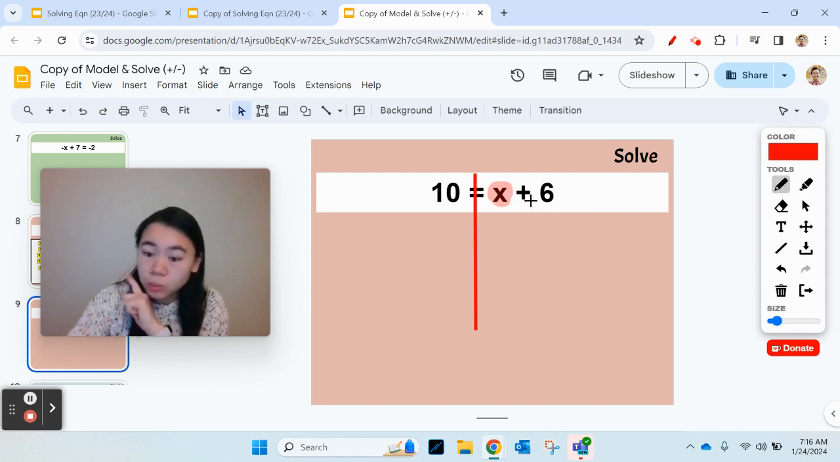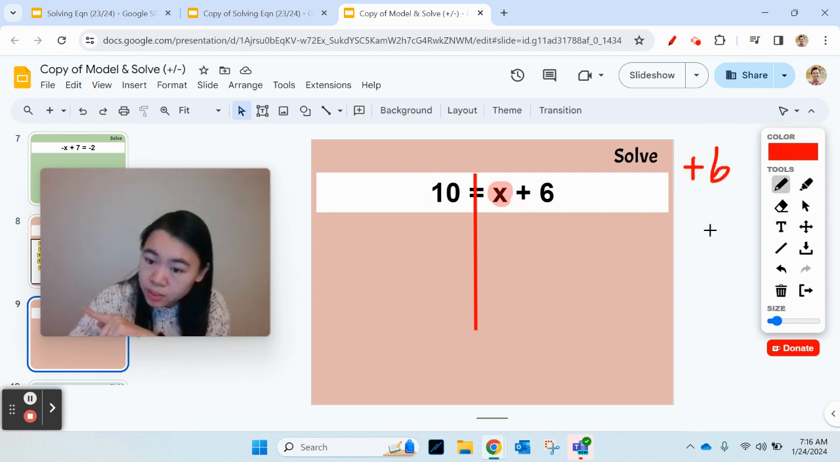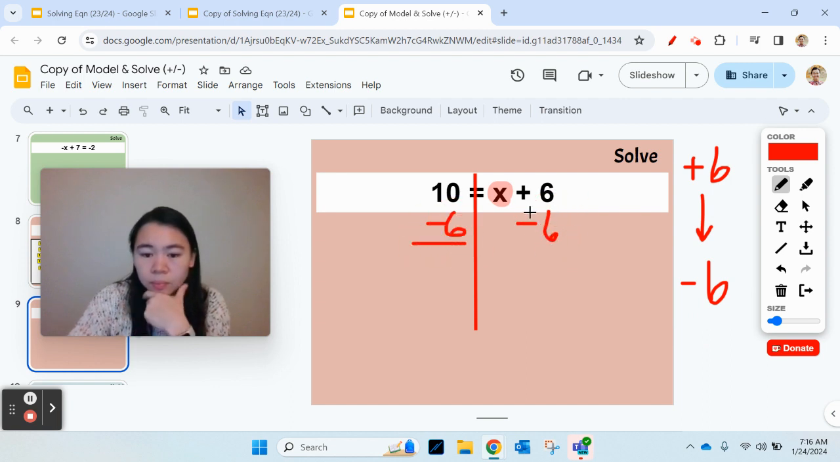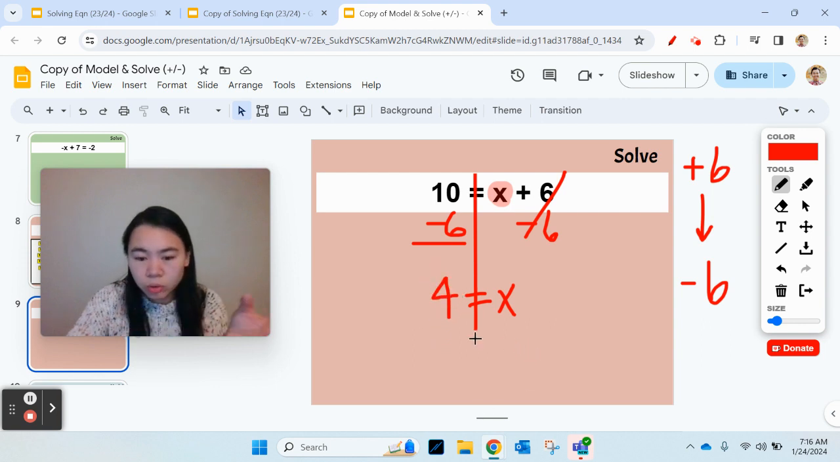Okay, so I see x plus 6. What is the opposite? What is the inverse operation of plus 6? Minus 6. So we're going to subtract 6 from both sides. Positive 6 minus 6 is 0. So we have x over here on the right. That's okay. X equals 10 minus 6, which is 4. If we're not used to seeing x on the right side, you can rewrite it. That means x is 4.